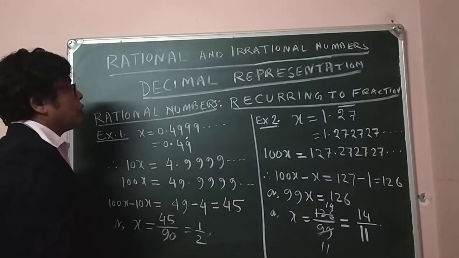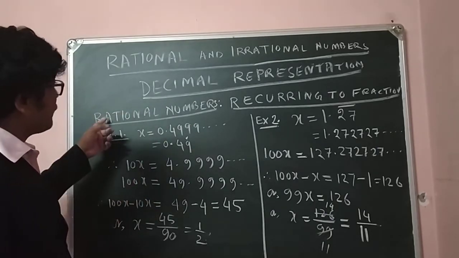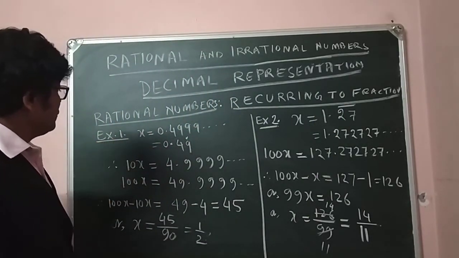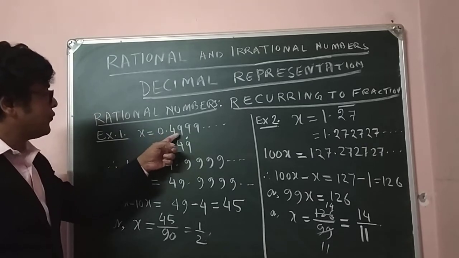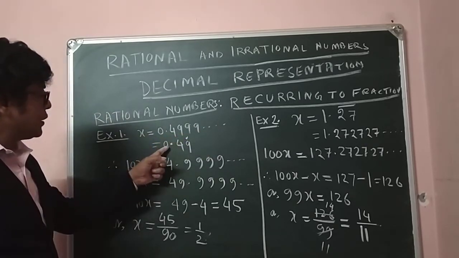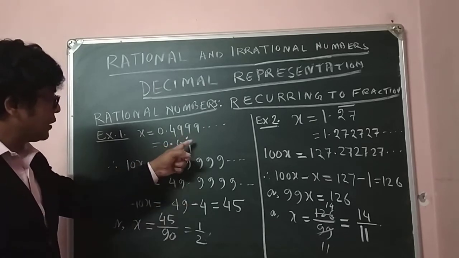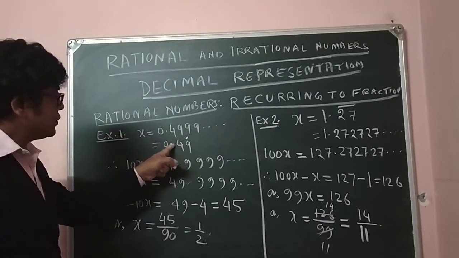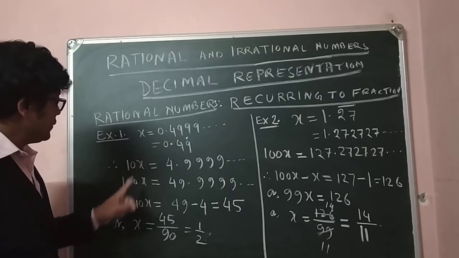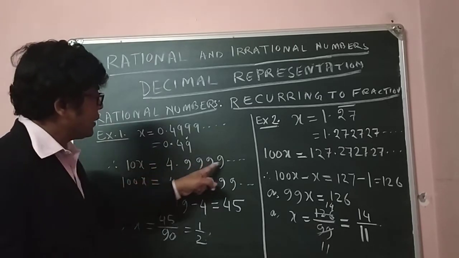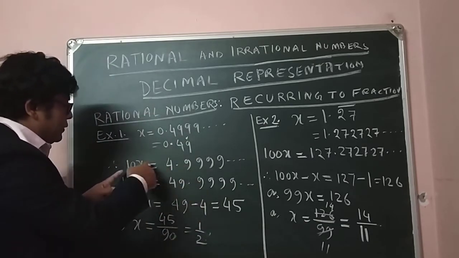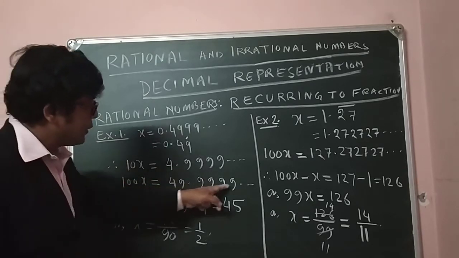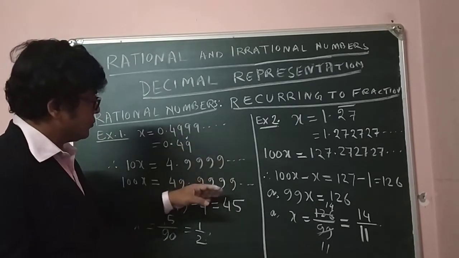We now give two examples on conversion from recurring to fractional form. In example 1, let x be equal to 0.4999 and so on. We can write this as 0.4 followed by recurring 9. Multiply x by 10. There is one decimal place here, so we multiply by 10, and we get 4.999 and so on. Again we multiply by 10, so we get 100x equal to 49.999. If we subtract, the decimal part will go off.